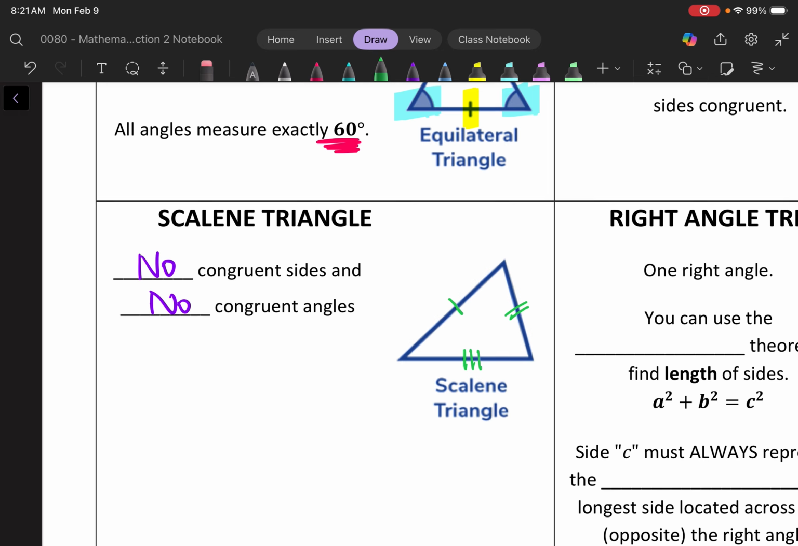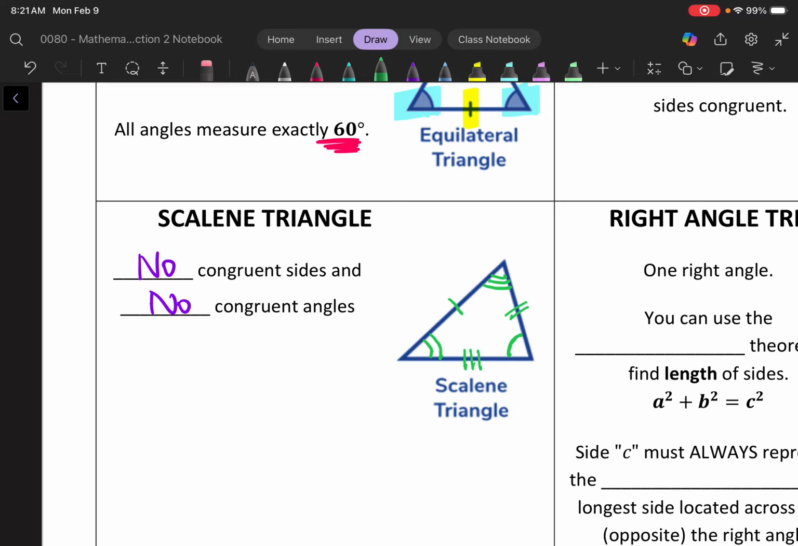And I could do the same thing with the angles. So this angle, I'll put a single curve marking on. This angle, I'll put a double curve marking on. And this one, I'll put a triple curve marking on, because I want to indicate that those three angles are also not congruent.